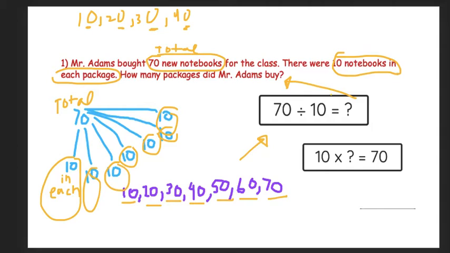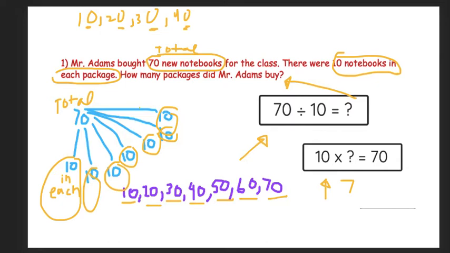Sometimes what I realize with the students is that we're able to flip it into multiplication. 10 times what equals 70? Oh, 10 times 7 equals 70. But their picture doesn't match what we're trying to solve. So how many packages did Mr. Adams buy? He bought 10 packages. We have, he bought 7 packages, I'm sorry, and there are 10 notebooks in each package.